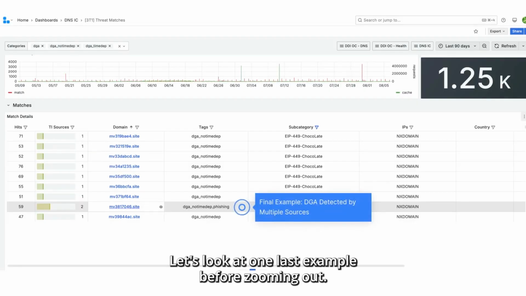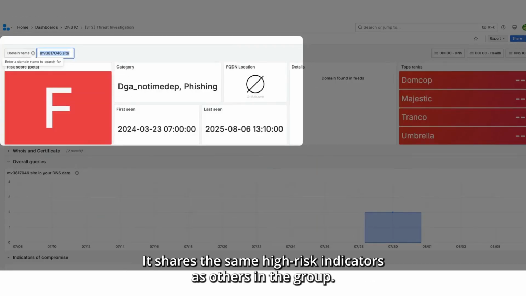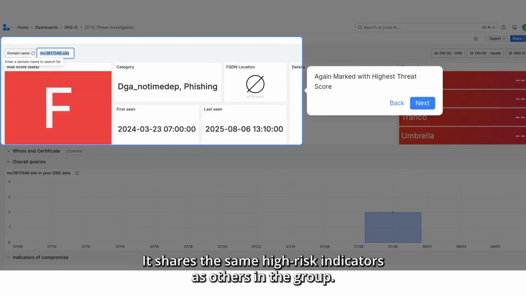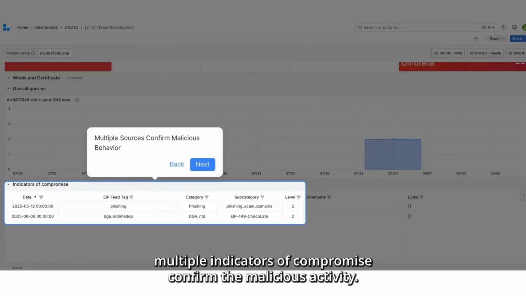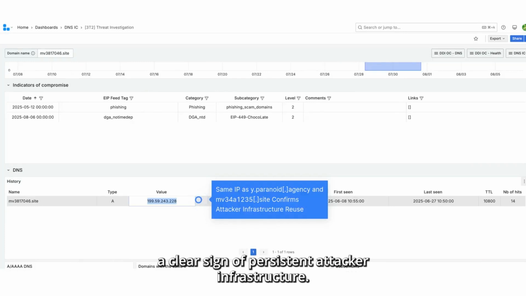Let's look at one last example before zooming out. This one was detected by multiple sources. It shares the same high-risk indicators as others in the group. However, in this case, multiple indicators of compromise confirm the malicious activity. This IP is the same one previously linked to yparanoid.agency and mv34a1235.site, a clear sign of persistent attacker infrastructure.